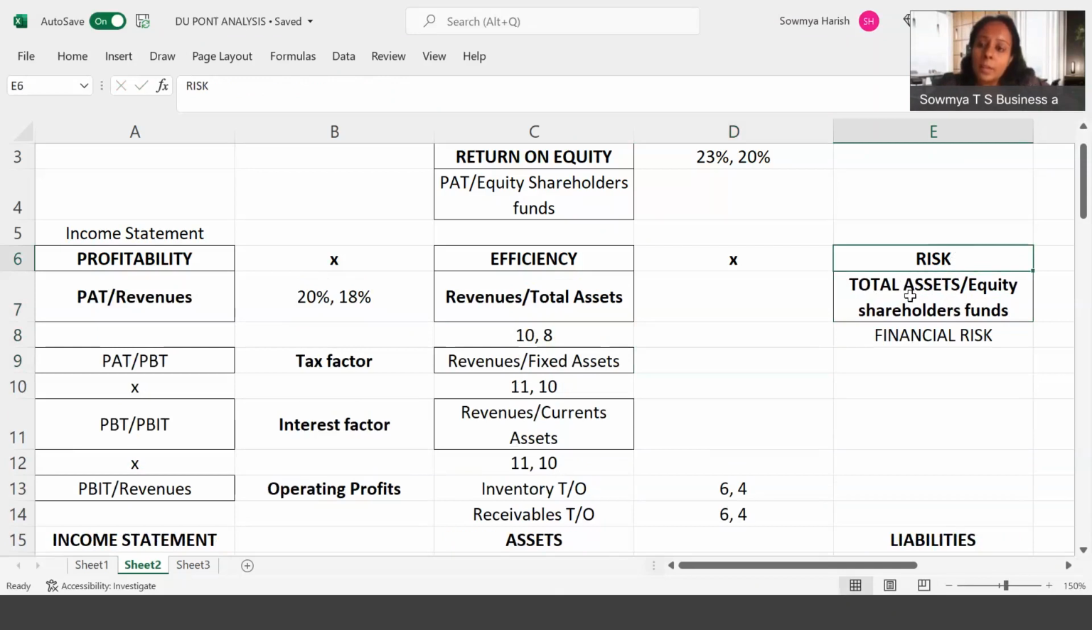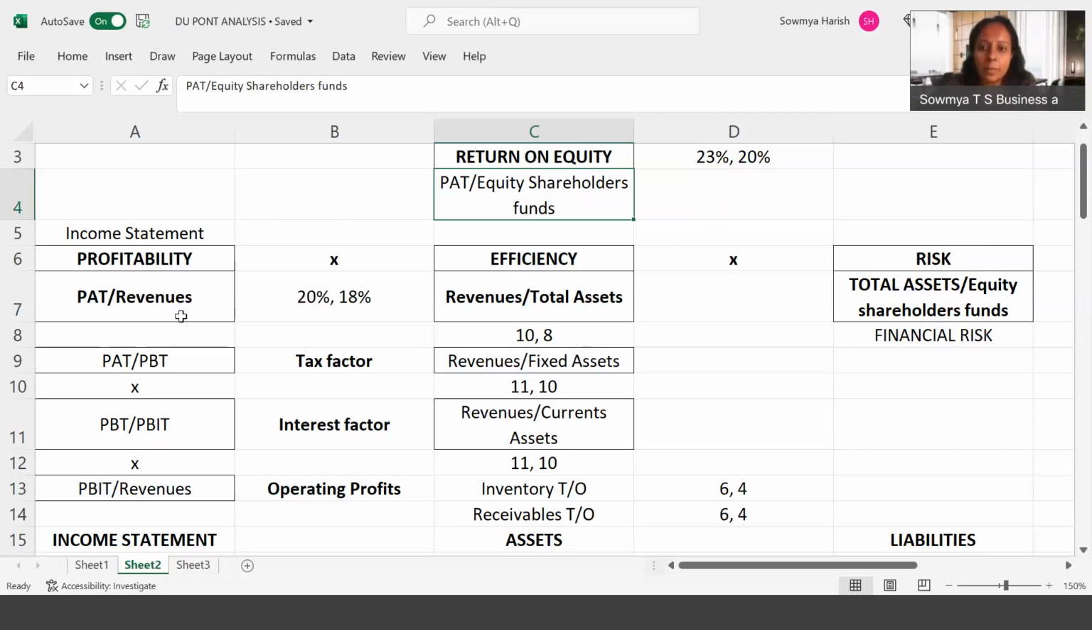This proprietary ratio tells us how much of the total assets is being funded by the equity shareholders. So here we have learned that return on equity is driven by profitability, efficiency, and risk. Lower any of the three, lower is the return on equity. See, I want to show you once again: we had decomposed return on equity into profitability, efficiency, and risk. So when you multiply profitability, efficiency, and risk, you will get return on equity.